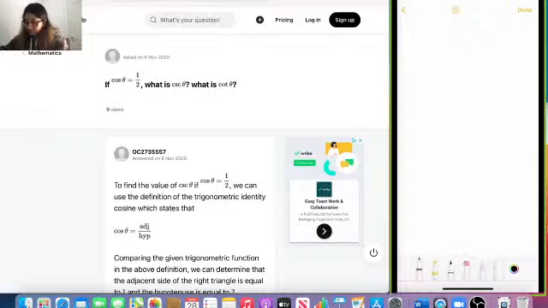Okay, so our first question says, if cos theta is equal to a half, what is cosecant theta and what is cotangent theta? So first of all, if we want to find the value of cosecant, we can use the definition of the trigonometric identity of cosine. So let's first address what is cosine of theta. Cosine of theta is equal to adjacent over hypotenuse, right?